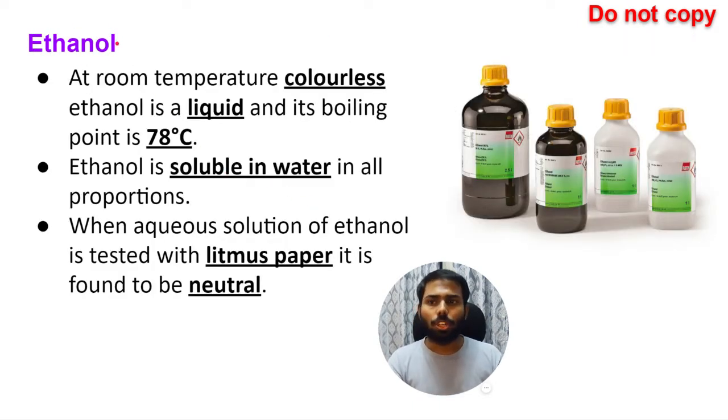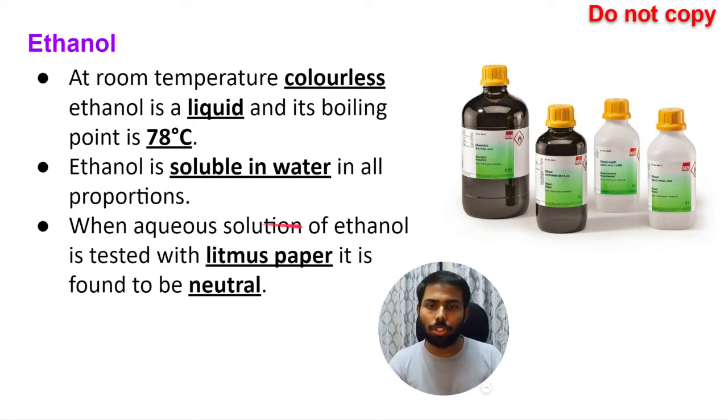So what is ethanol? Ethanol is a liquid at room temperature. It is colorless, and its boiling point is 78 degrees Celsius. Also, ethanol is soluble in water. What is the meaning of the word soluble? It mixes easily. It will mix in water, in all proportions. Add a little ethanol, it will still mix; add a lot of ethanol, it will still mix. So in all proportions ethanol is soluble in water.